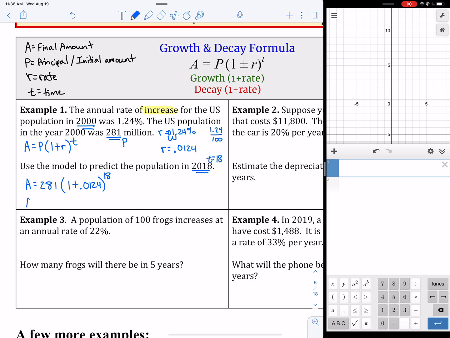All right, so all we have to do from here is type it in our handy calculator, which we can just continue to use Desmos for this. We're just not graphing anything. So if something shows up on the graph, just ignore it, but I don't think it will. So let's type in 281, just like it looks on my paper, 1 plus 0.0124, and then to the power of 18. And then we have our answer. So we have 350, and let's just say 0.8 million is our population we're predicting for 2018.